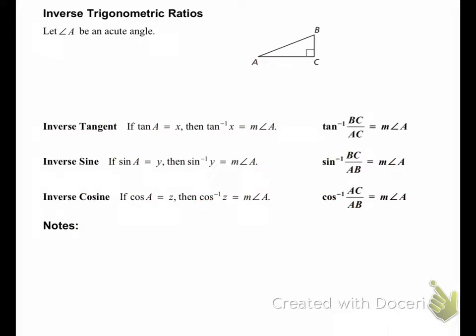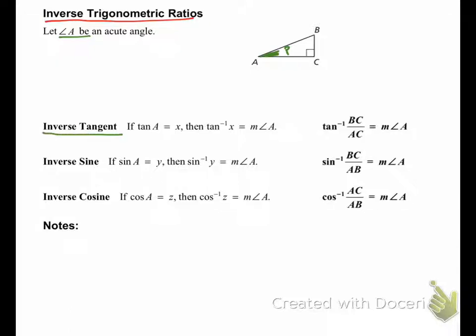Suppose this is a triangle given here and I have to find an inverse trigonometric ratio. Let's see how to do that. If our angle A here is an acute angle, and the tangent, sine and cosine values for this angle are given, we can easily find the angle measurement. So I could use three ways.